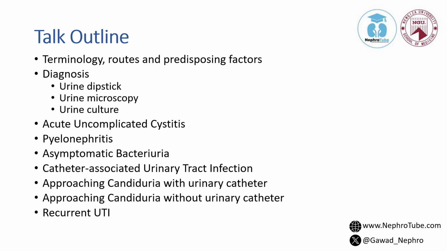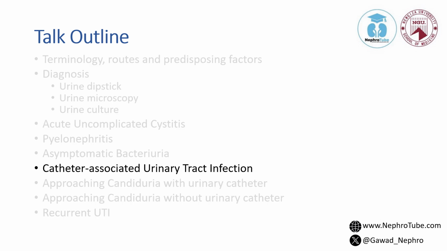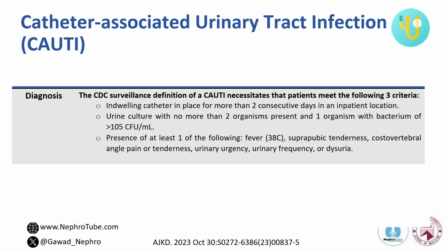The fourth point is catheter-associated urinary tract infection. So, what is the diagnostic criteria for catheter-associated urinary tract infection? The CDC puts a definition and criteria to diagnose catheter-associated UTI. The patient must meet all the following three criteria. First, there is a catheter in place for more than two consecutive days in an inpatient location.